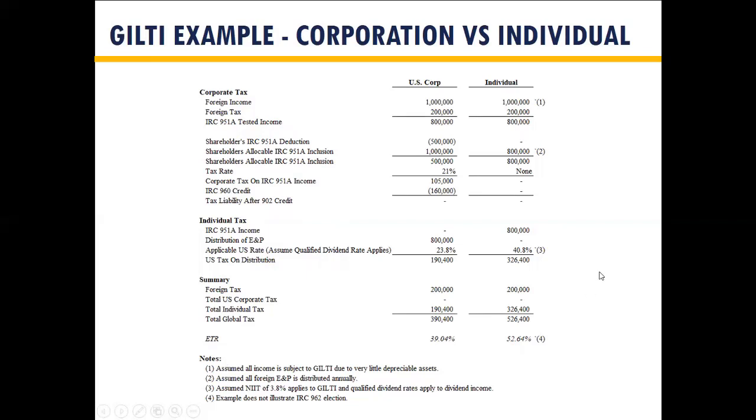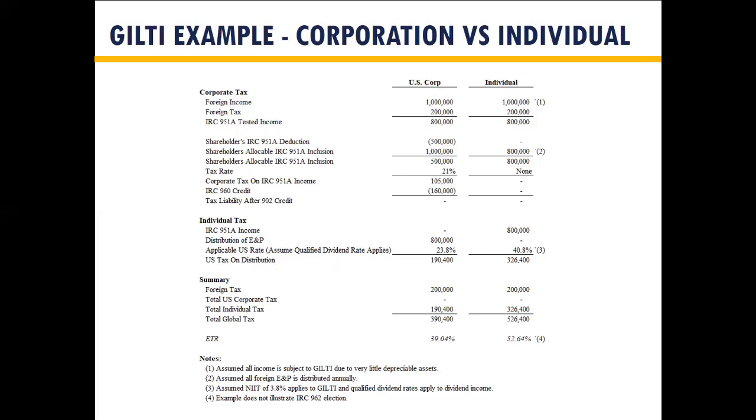In this case, we're comparing what would be the difference if we had a C corporation owning the CFC versus an individual. Looking at the left-hand column, we'd be pulling in $1 million of income. That would be our 800,000 plus our foreign tax credit gross up of 200,000, so we get to $1 million. We get a 50% deduction, so we'd only have $500,000 of income subject to tax. We'd multiply that times 21%, and that would give us 105.